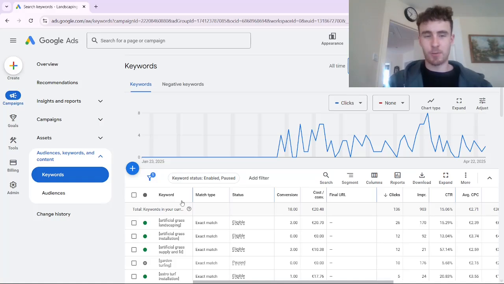Now, the theory itself only means so much and only gives you a certain idea of the types of searches that you can appear for under each match type.